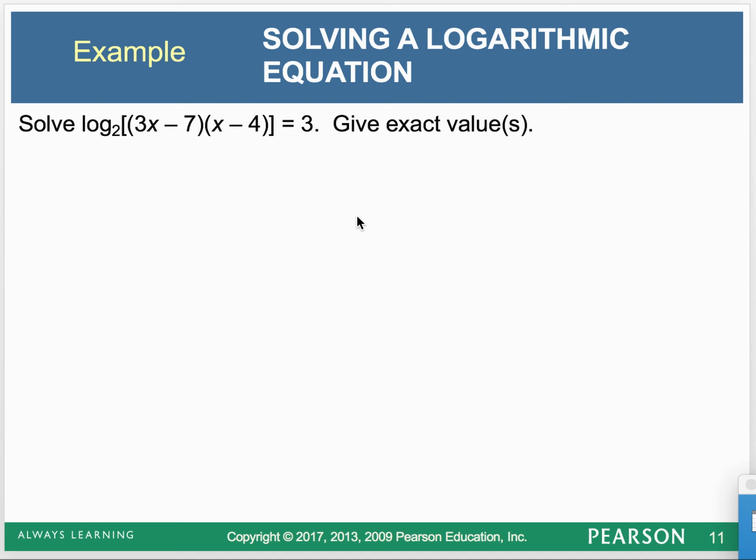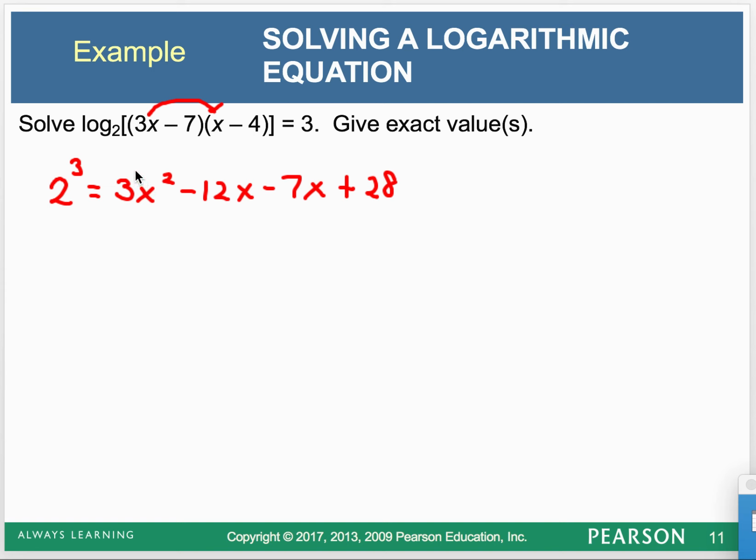Okay, same thing here. This already is just log of some stuff equals 3, so I can immediately change that to its exponential form. So 2 cubed equals, I'm going to go ahead and multiply this out, right? 3x squared minus 12x minus 7x plus 28. Okay, this is 8, right?